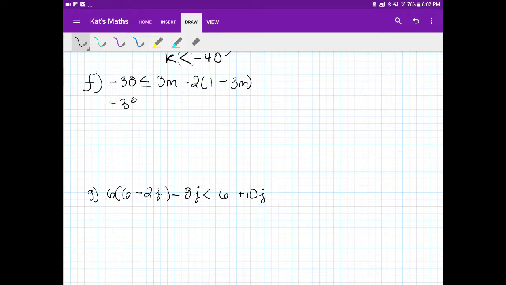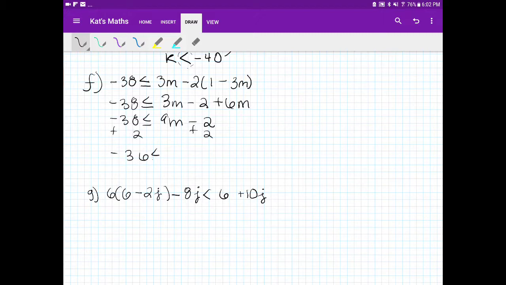Here again, we need to do some math to combine terms. So we have plus 6m. So negative 38 is less than or equal to 9m minus 2. Get rid of that 2. Negative 36 is less than or equal to 9m. Divide by the 9, and it's positive, so the sign stays the same.